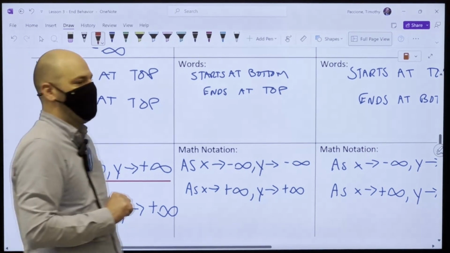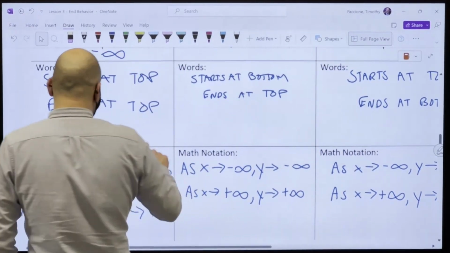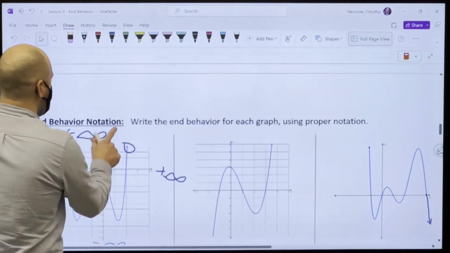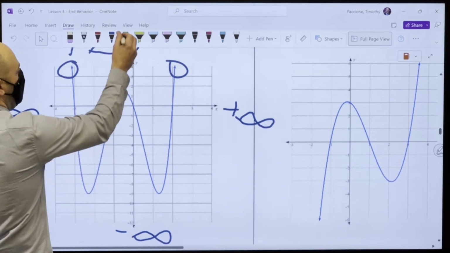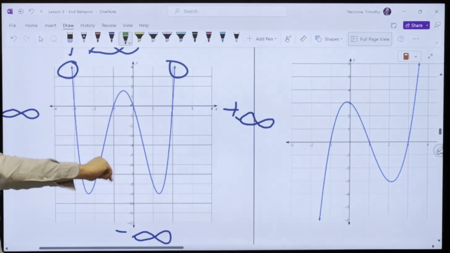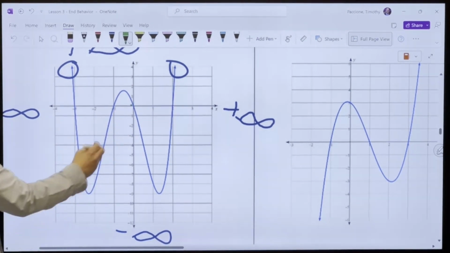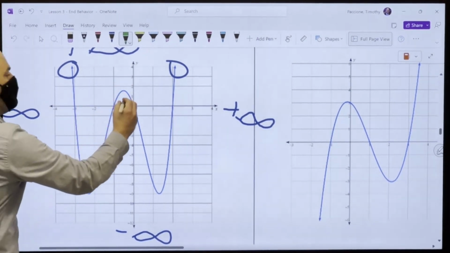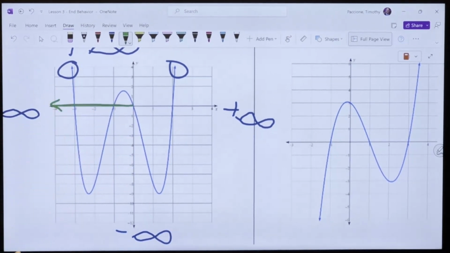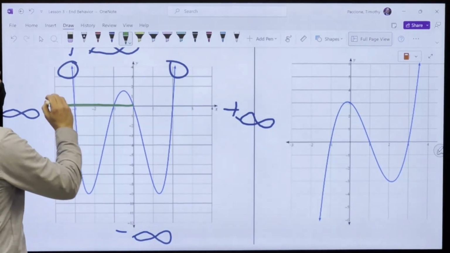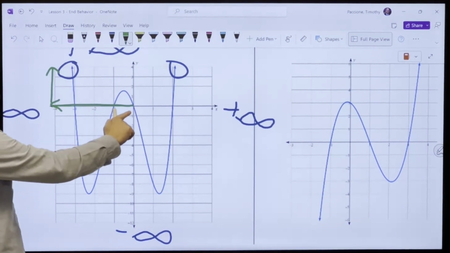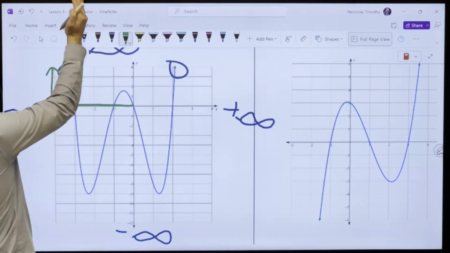All right, so let's take a look at this graph. Remember, it said as x goes to negative infinity, y goes to positive infinity. If I'm at the center of this graph, and we're talking about x, which way is negative infinity? That way. So as x goes to negative infinity, and then y is up and down, where does y go, up or down? It goes to positive infinity. So that's what that means.